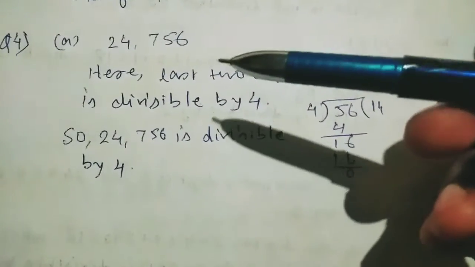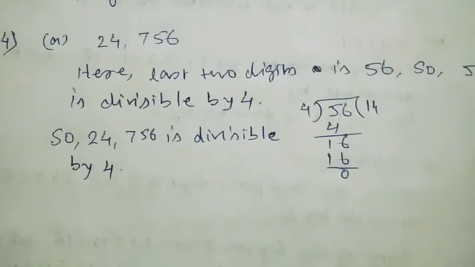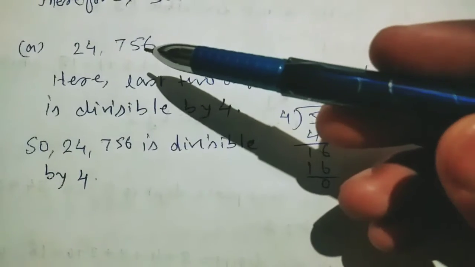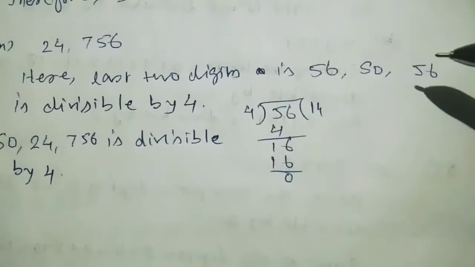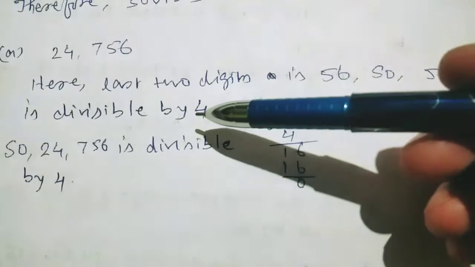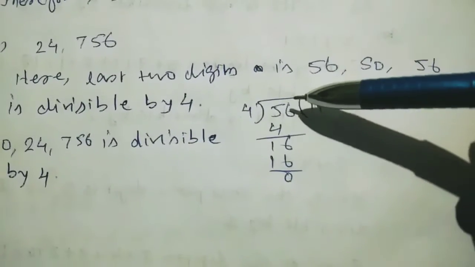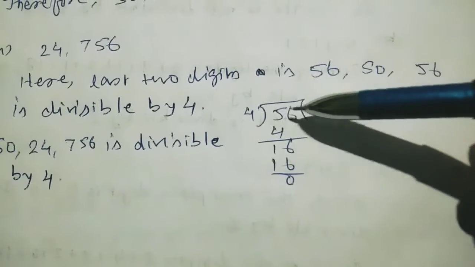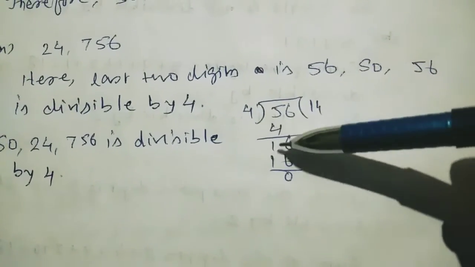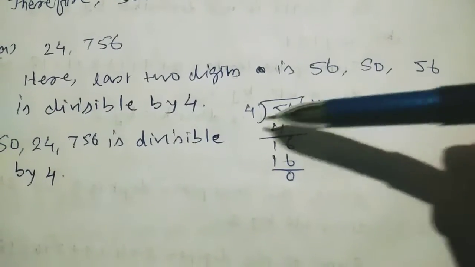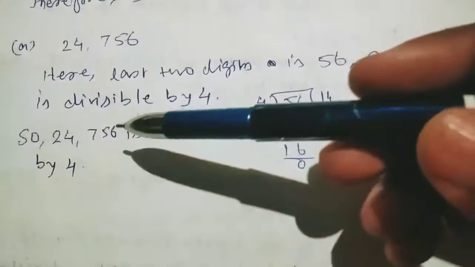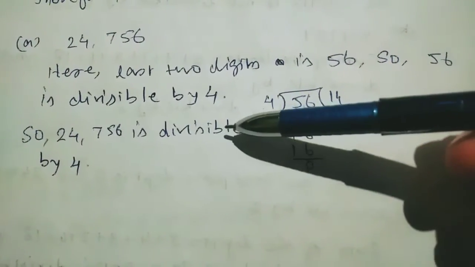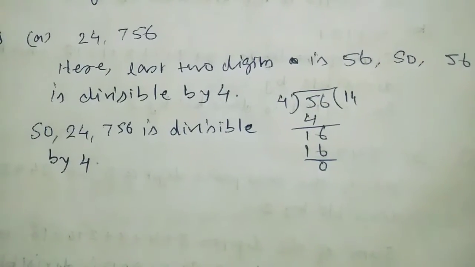So question number 4a, 24756. What do you do? Here you have to check the last 2 digits, that means the 56. Here the last 2 digits are 56. So 56 is divisible by 4. You have to divide and check. Okay. So 4 1 is 4, then 1, then 6, 4 4 is 16. So 56 is divisible by 4. So that's why 24756 is divisible by 4. Understood? In this way you have to write.